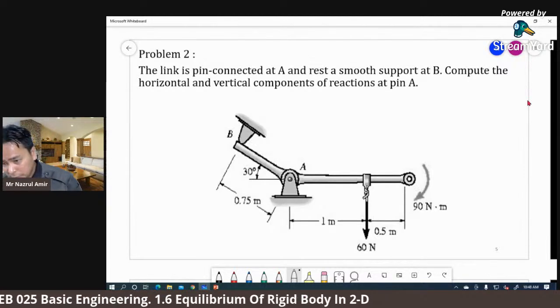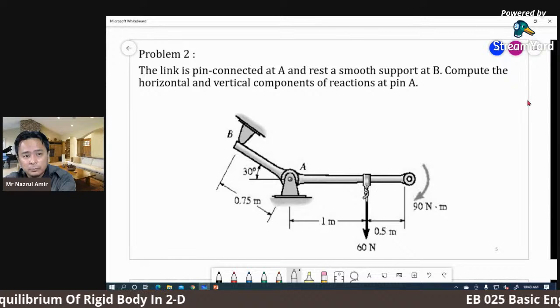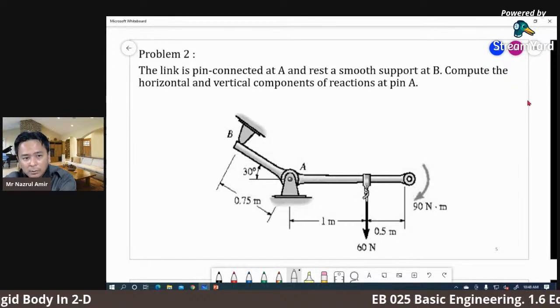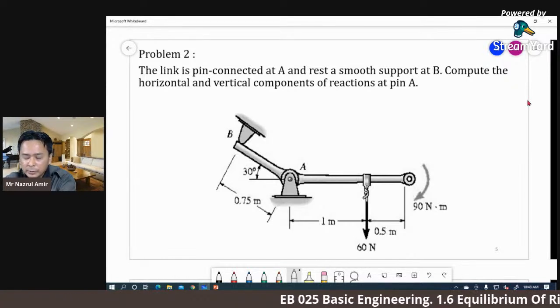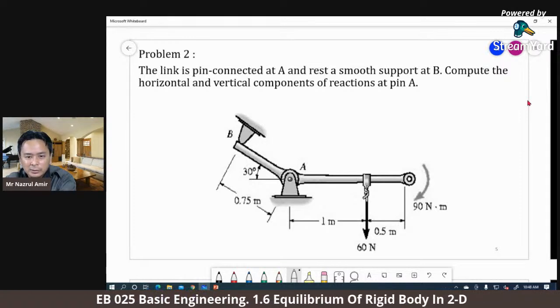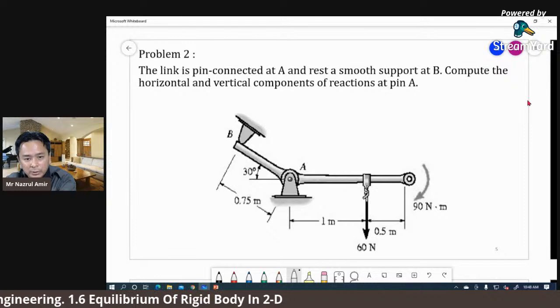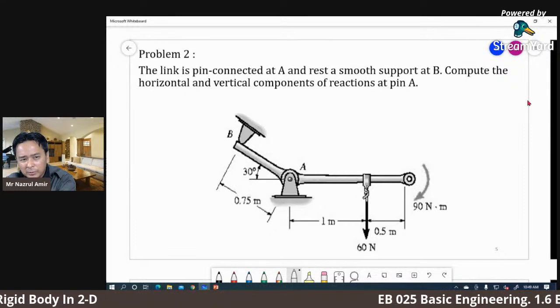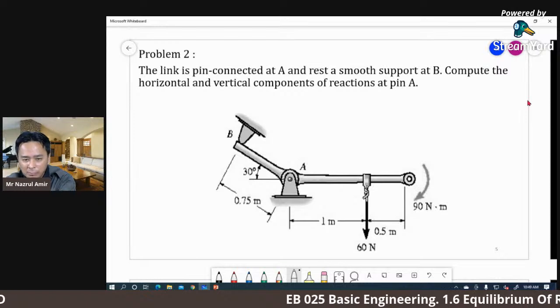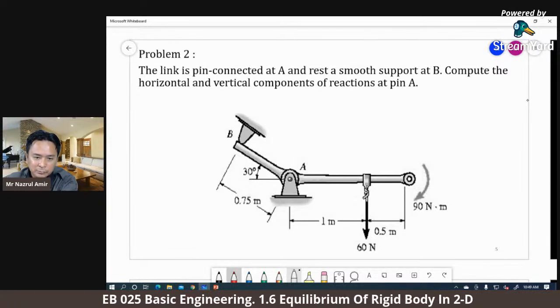Oh, I'm taking quite a long time to explain problem 1. So we continue with problem 2, guys. Okay, problem 2. Here is a link. The body here is a type of link. The link in the diagram is pin connected at A, pin connected at A here.